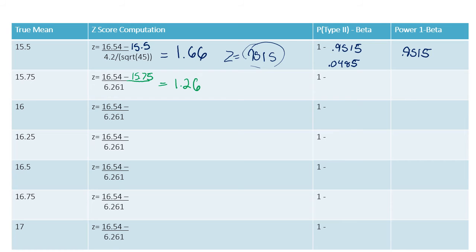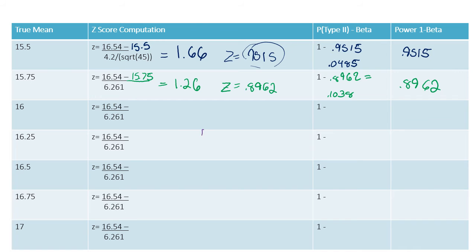Now, if we go back to the table, the area under the curve associated with a z-score of 1.26 is 0.8962. And that's the same as our power, so 0.8962. Now to get our beta, we take 1 minus 0.8962, and that equals 0.1038. All right, so we're making progress on our table.